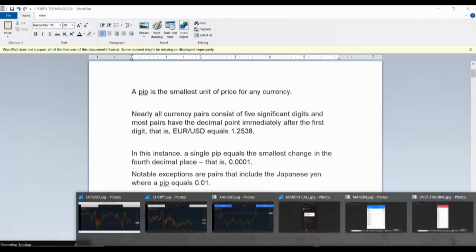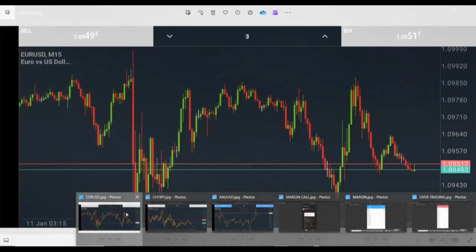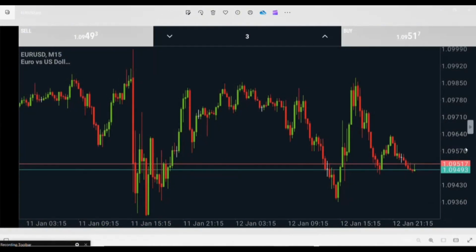Let me show you, for example. Let's look at Euro USD. In Euro USD, this is a pip here, this fourth digit. If Euro USD moves from 1.0951 to 1.0952, it means Euro USD has increased by 1 pip. That is what we call a pip.